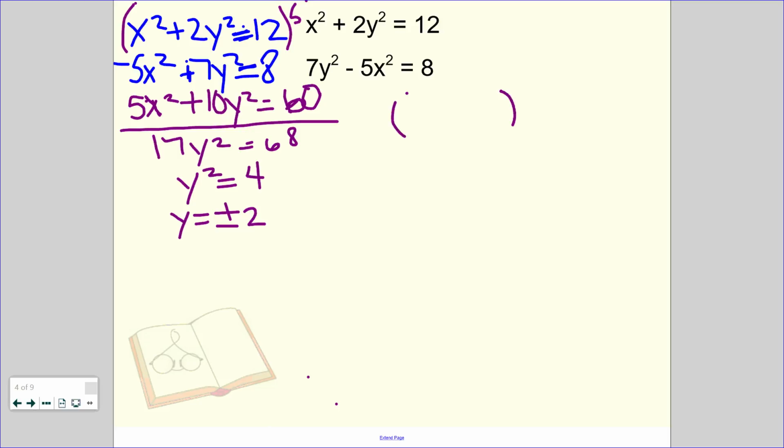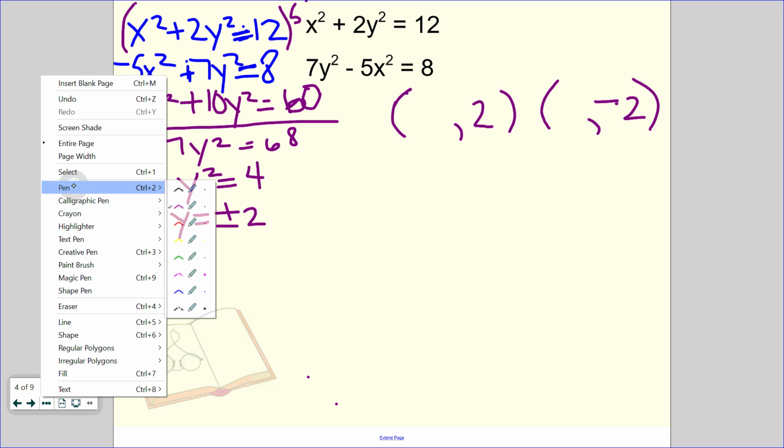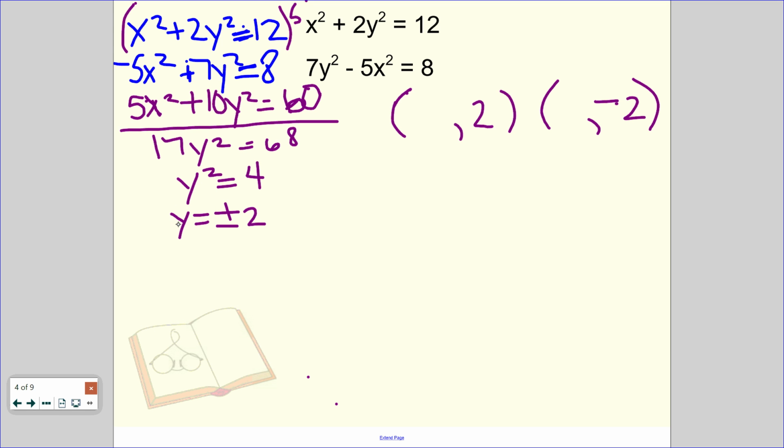So now I know my solution will have two intersection points where my y is positive 2 and my y is negative 2. Let's go ahead and plug those back in and solve for x. You can use either of the original equations. I'm going to use the top equation. So let's say I plug in 2. X squared plus 2 times 2 squared equals 12. So x squared plus 2 squared gives me 4 times 2 is 8.